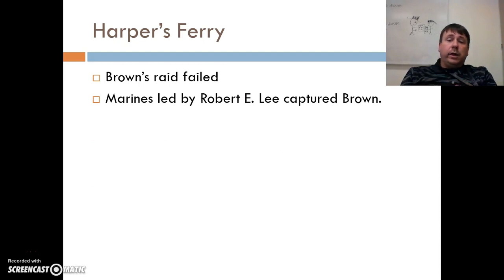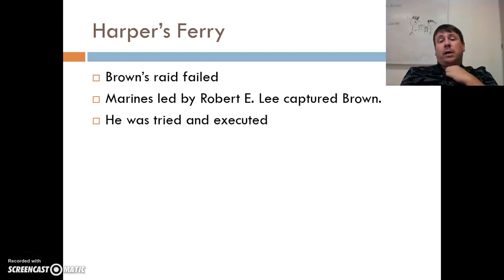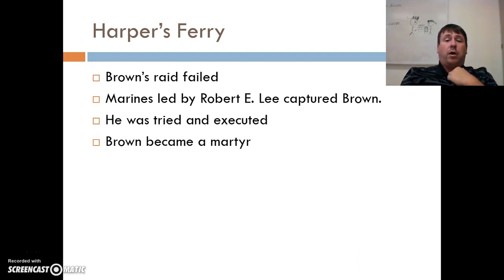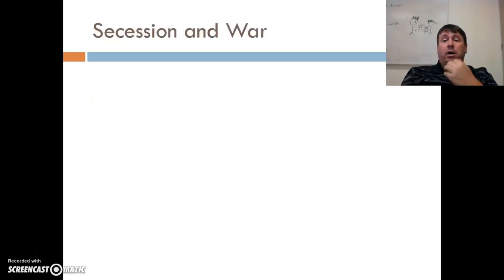Marines, led by Robert E. Lee, who, remember that name because he's going to be important in the Civil War, captured John Brown. He was tried and he was executed for his crimes against the country. Because of this, Brown became a martyr. A martyr is somebody that dies for a great cause, and that's John Brown.